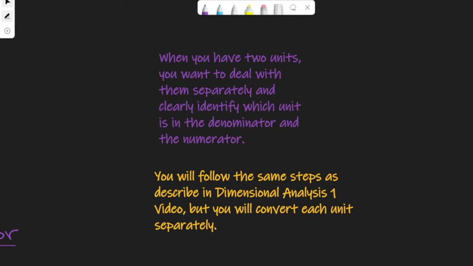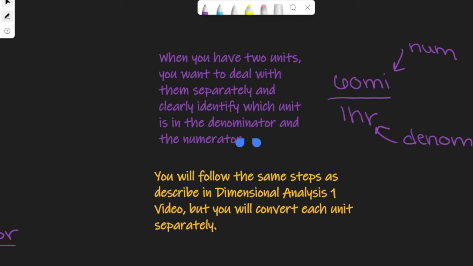When you have two units in a problem, like what we see, you want to address each one of these units separately. You also want to be able to clearly identify which unit is in the denominator and which one is in the numerator. So as I said before, if we have 60 miles, and it's going to be able to travel 1 hour, we see that my miles is in the numerator and my hours is in the denominator. And that's going to be really important when we start to think about solving this problem and converting it.